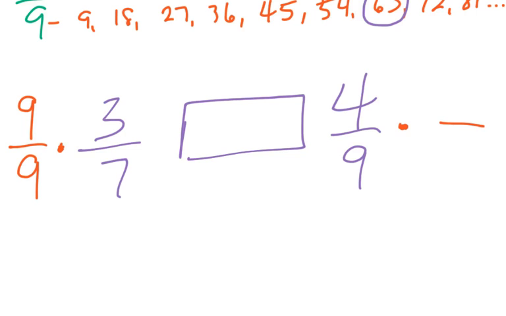Well, how am I going to turn 4/9, or how am I going to turn 9ths into 63rds? Well, to make 63rds, I have to multiply 9 times 7. And whatever I do to my denominator, I have to do it to my numerator. So now I'm going to multiply 4/9 by 7/7.